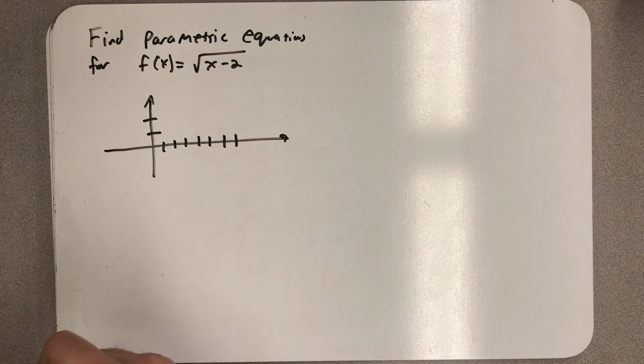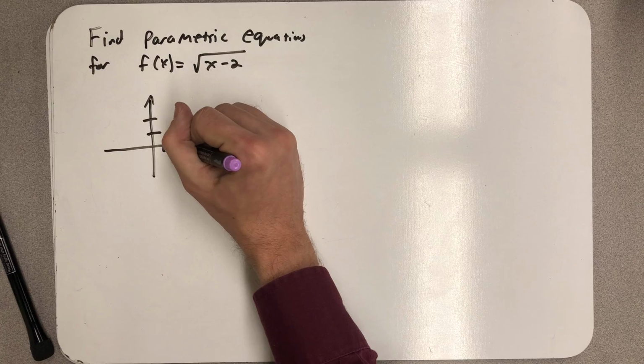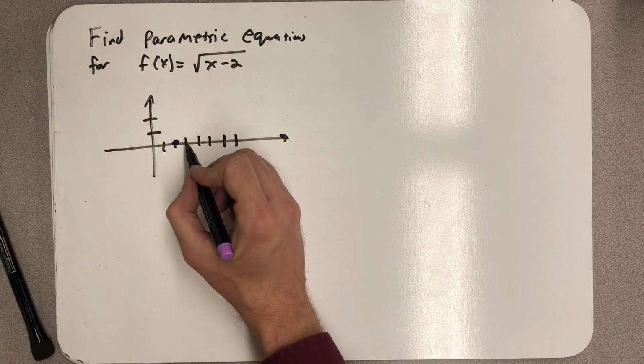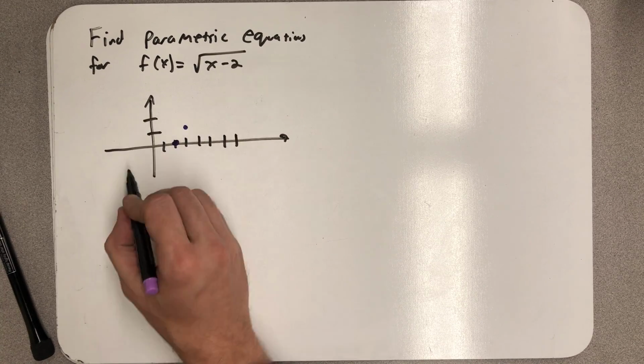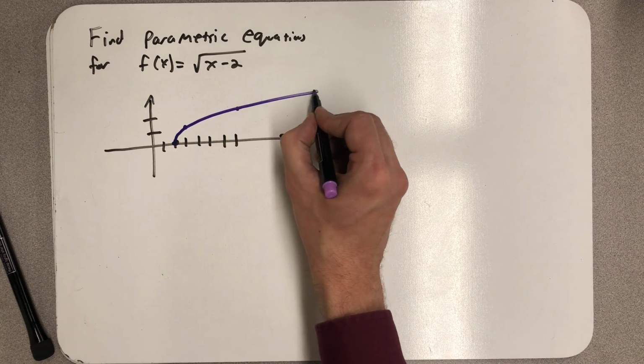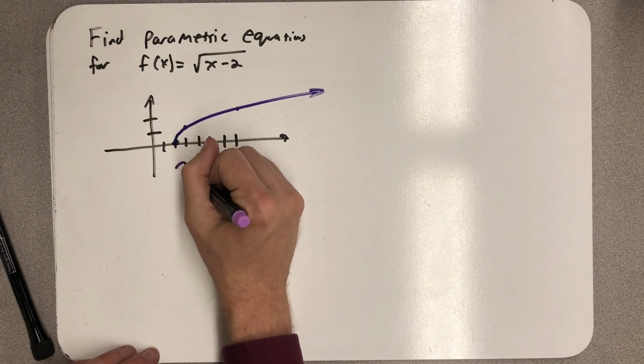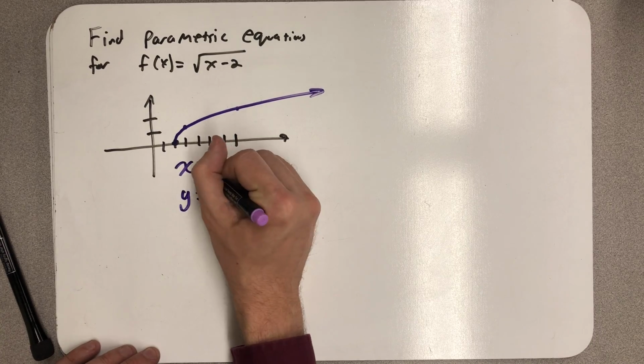Not too hard to just plot a few points. So if x is 2, I get out 0. If x is 3, I get out 1. And finally, if x is 6, I'll get out a 2. And so I know I get the square root function. Well, that's a plane curve. I should be able to find parametric equations for it. So I'm really looking for a set of parametric equations that will graph that square root function.